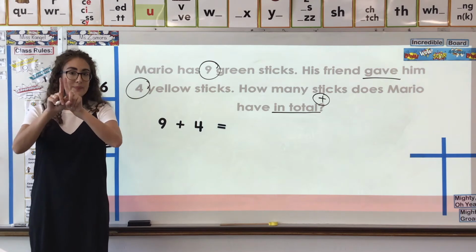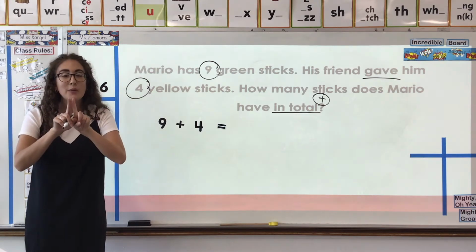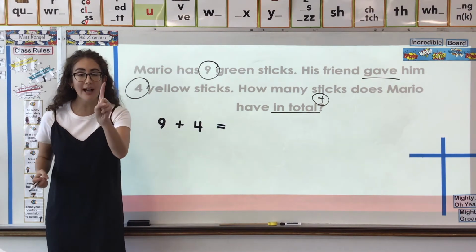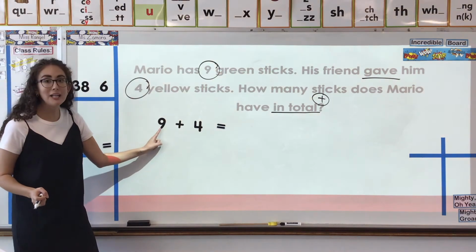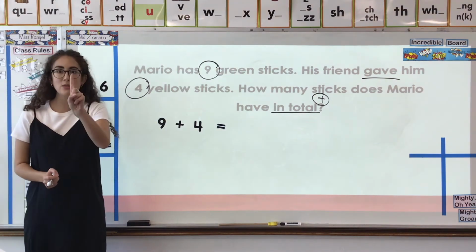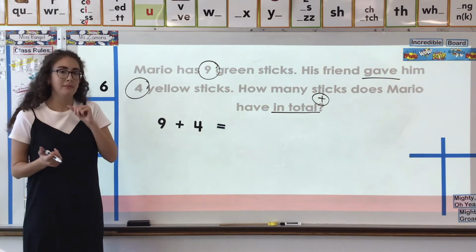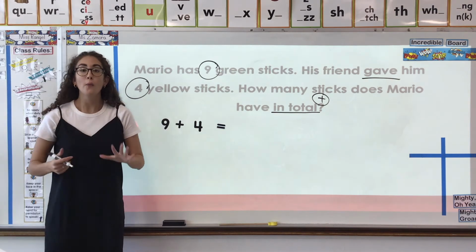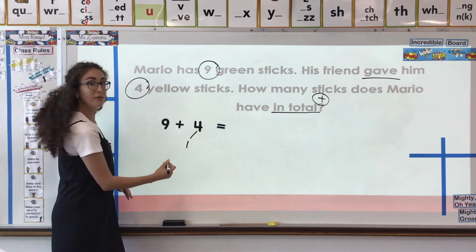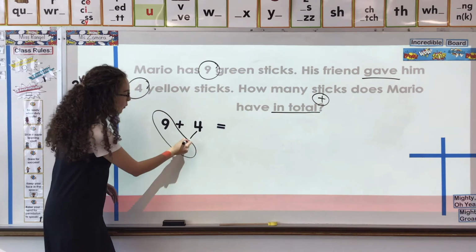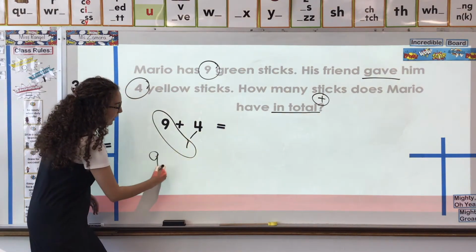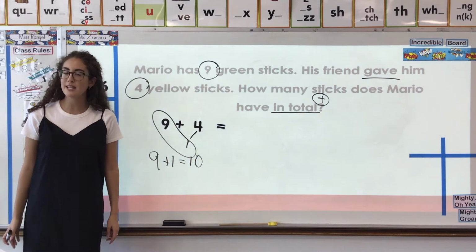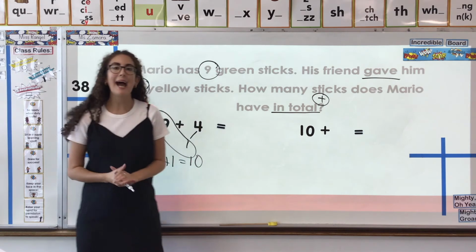What does it need? It needs its pair, which is 1. So where are we going to get the 1 that we need to turn 9 into a 10? Where are we going to get this 1 from? We only have one option. From the 4. We have to take it out of the 4 and combine it with the 9 to get our 10. Because we know 9 plus 1 equals 10. So we made our 10.